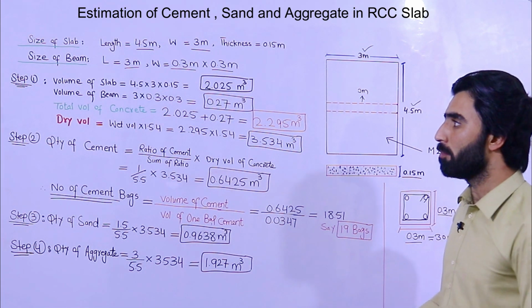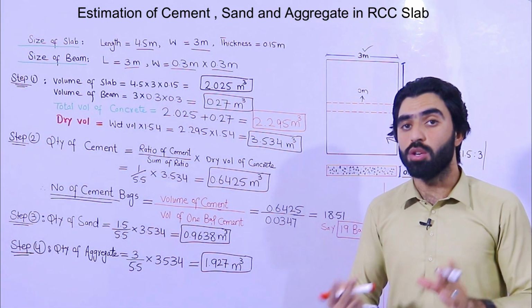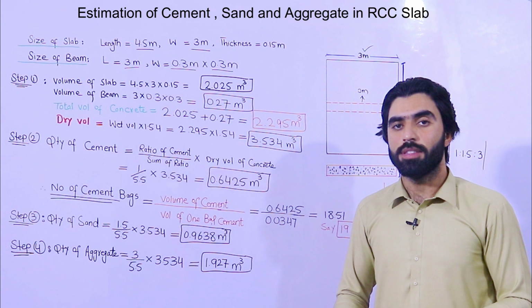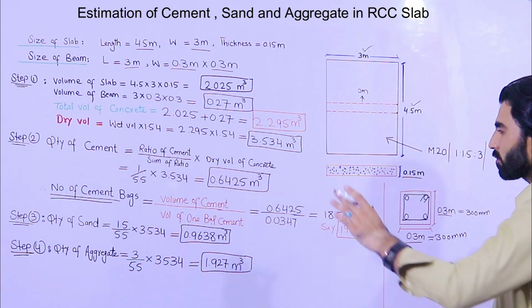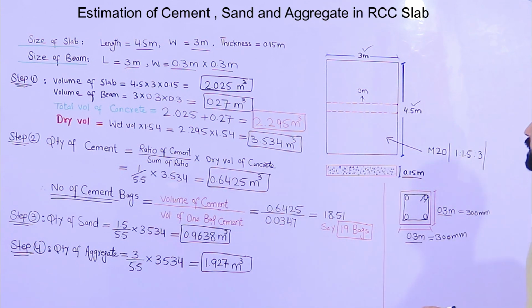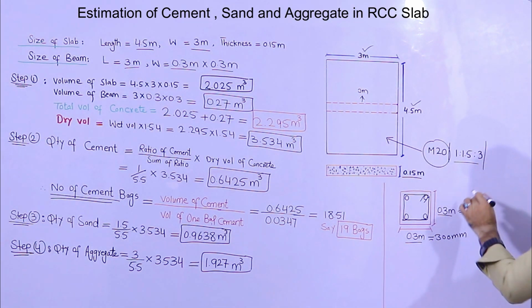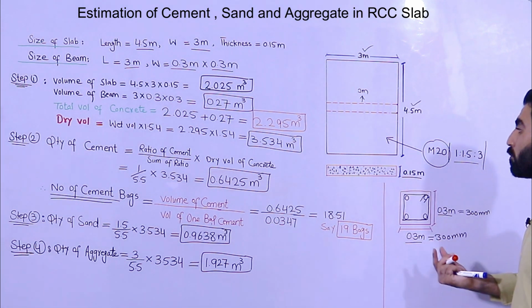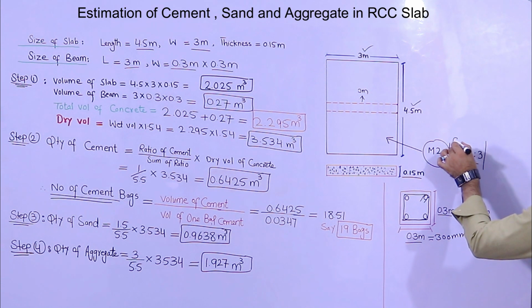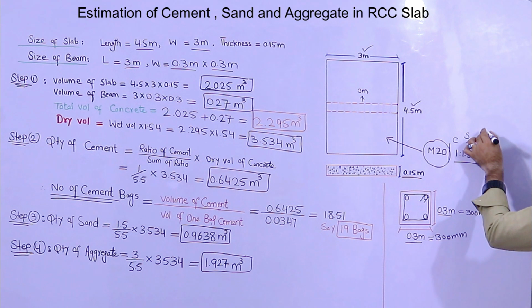Now in the first step I will find volume of slab and volume of beam, then we will get the total volume of concrete, beam and slab. Next guys, we will use M20 grade concrete, which ratio is 1:1.5:3. In most of my constructions I use M20 grade concrete, where 1 part is cement, 1.5 is sand and 3 parts are aggregate.